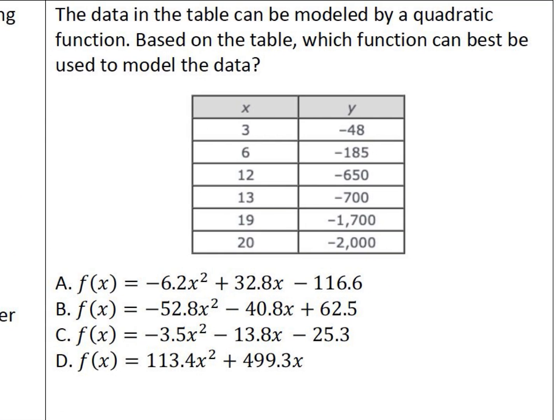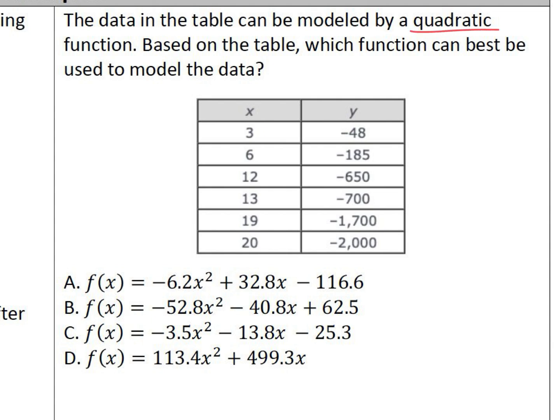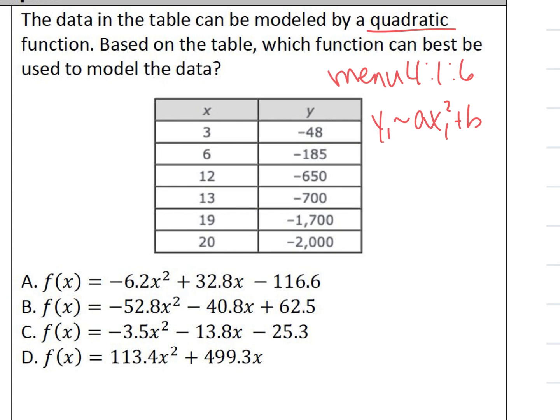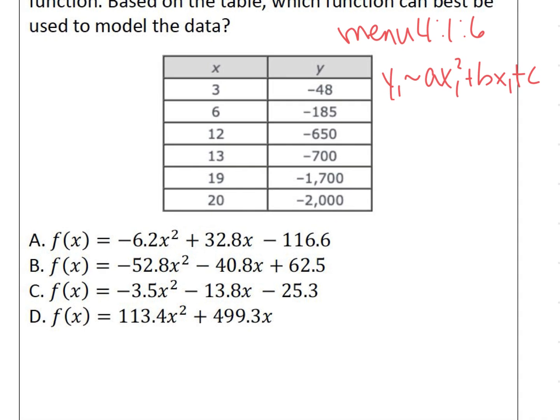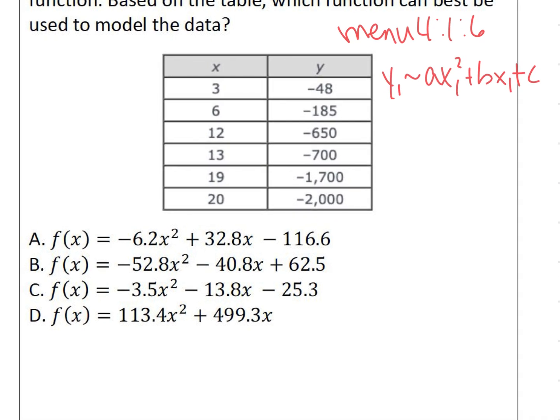Looking at this one, notice the keyword, quadratic. So this is going to be menu 416, or y1 squiggle a x1 squared plus b x1 plus c. You can also see that in your answer choices. So again, using your yellow calculator, using Desmos. This is not asking us for a prediction. So let's go ahead and see what we get.